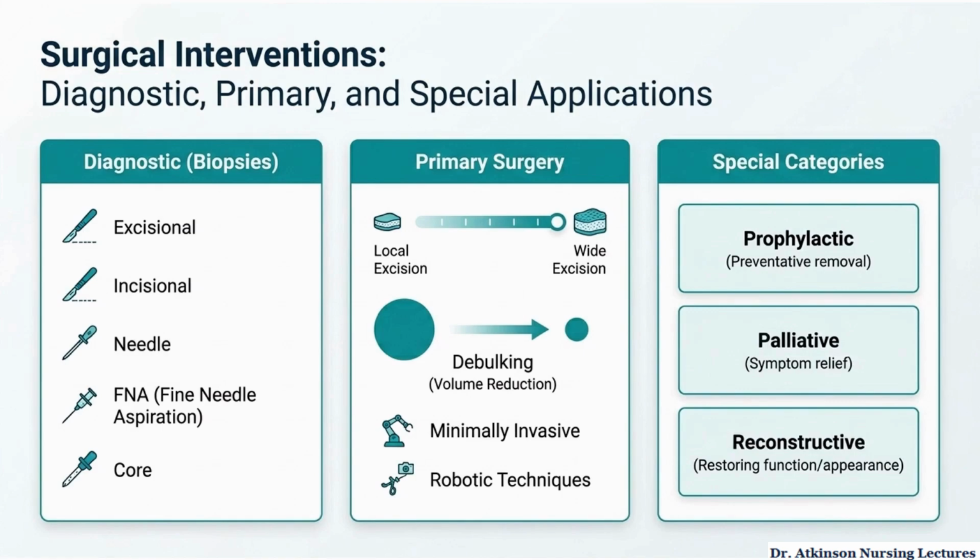Prophylactic surgery removes high-risk tissue before cancer develops, while palliative surgery relieves symptoms such as pain or obstruction. Reconstructive surgery restores form and function after treatment. The surgical category helps guide perioperative nursing care and patient education.